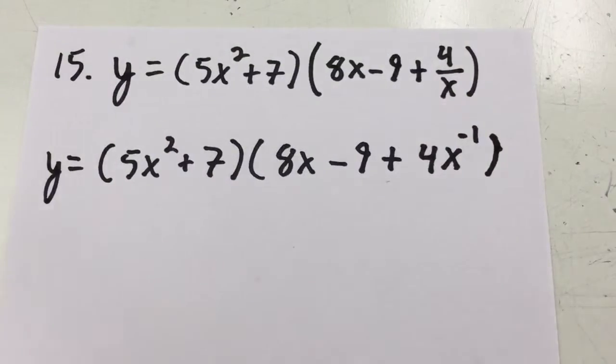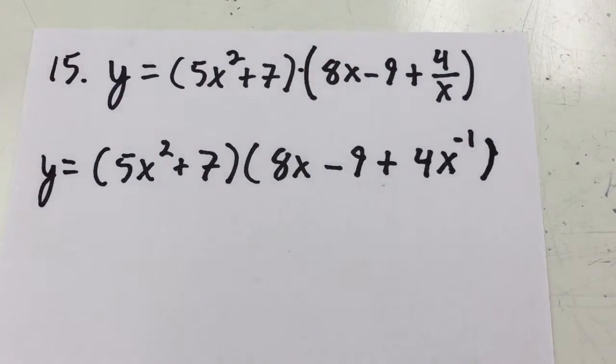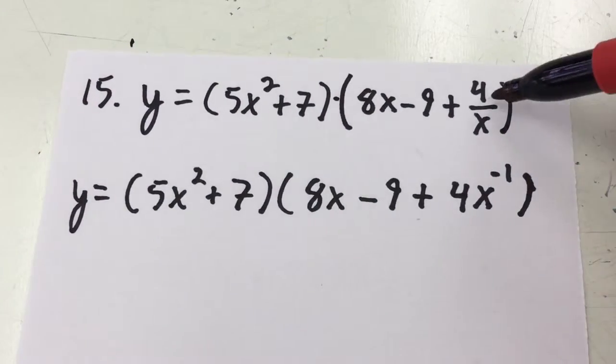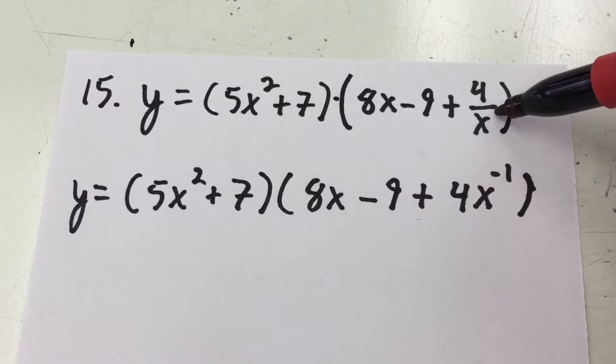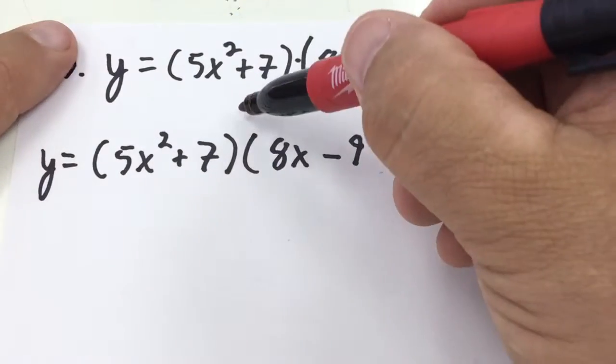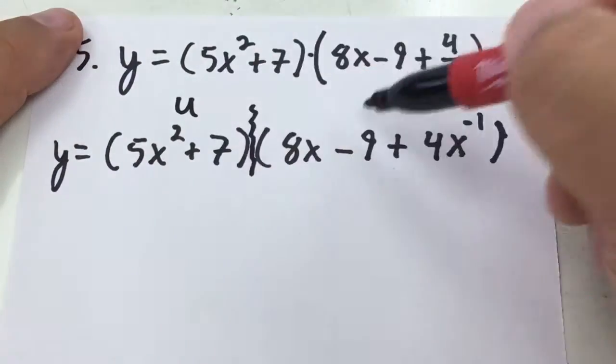This is going to be an example of the product rule because I'm multiplying a quantity times a quantity. I could FOIL this out if I wanted to, but I'm going to use the product rule. Notice I rewrote the 4 over x as 4x to the negative 1. That has a power of 1, and when I bring it up to the numerator, it changes that 1 to a negative 1. So I'm going to crack this down the middle like an egg, and I'm going to label the left value as u, and the right value is v.